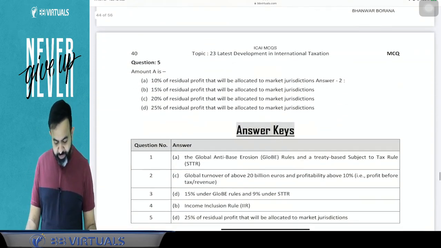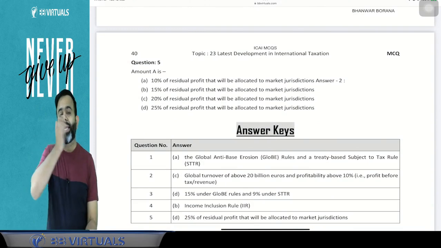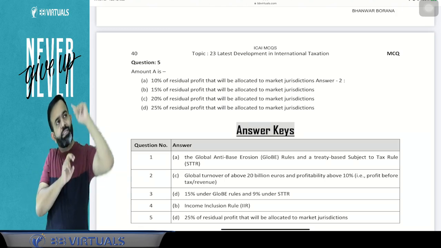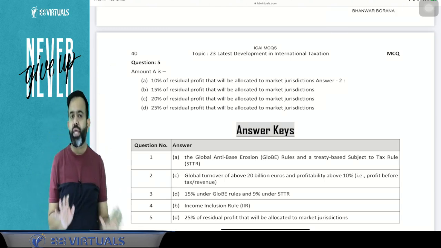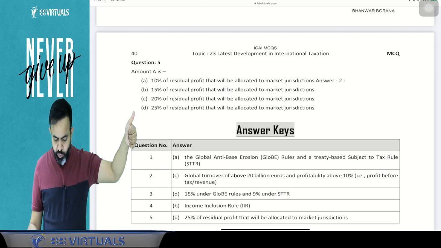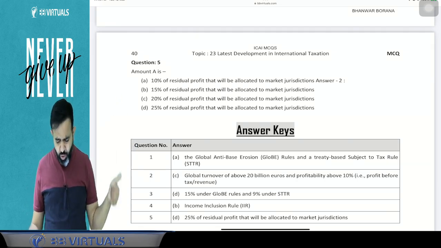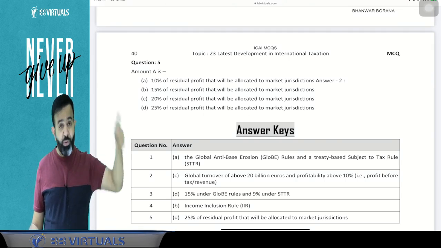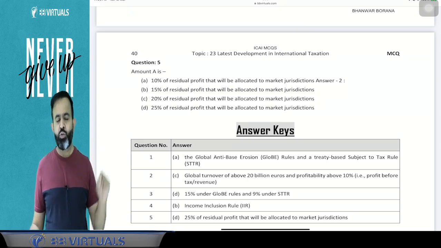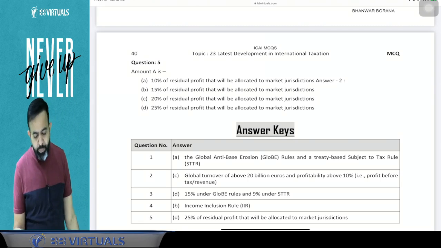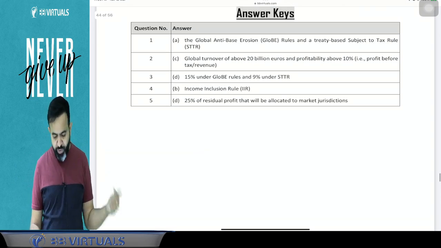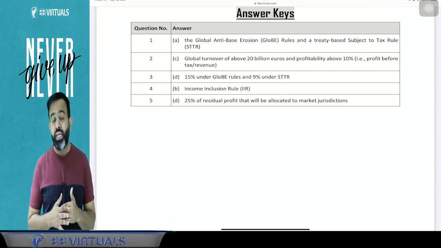Now question number 5. Question number 5 says Amount A. Amount A means whatever your profit, 10% profit, in excess of 10%, and out of that excess, 25% will be the Amount A that will be allocated to the various countries. So here, 10% of residual profit allocated to market jurisdiction, or 15%, or 20%, or 25%. Guys, the right answer is 25% of residual profit. Whatever 25% of residual profit, that will be allocated to the market jurisdiction from where they are getting the revenue. You got my point or not? Yes. So for question number 5, your answer is D. So D is the right answer.